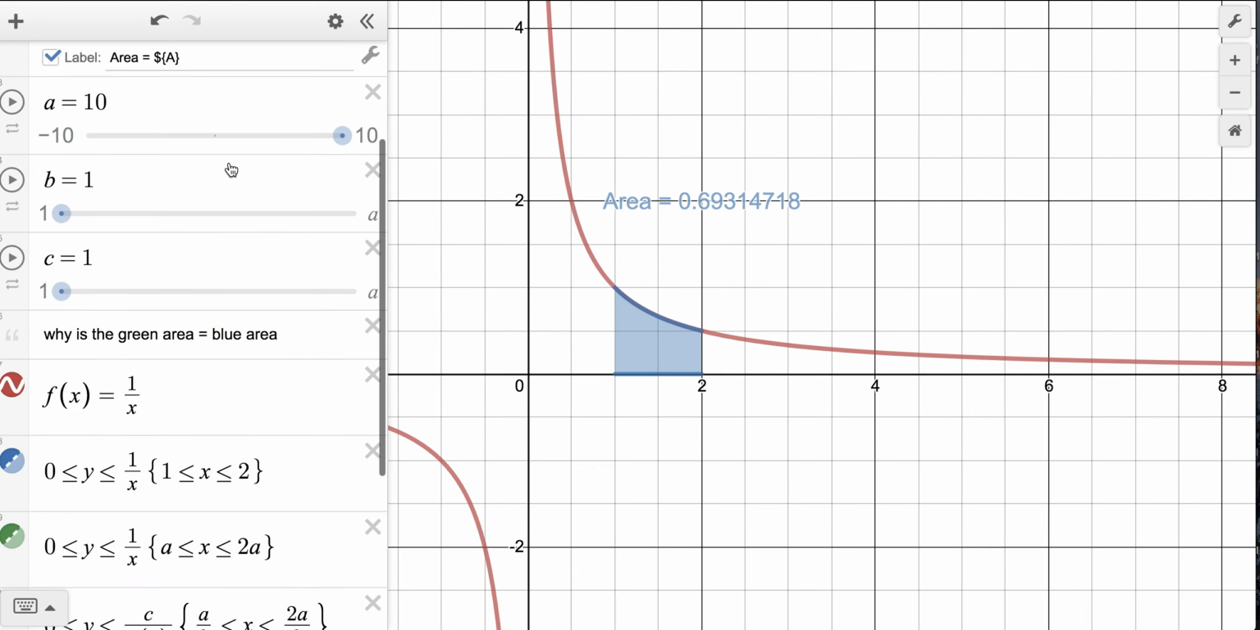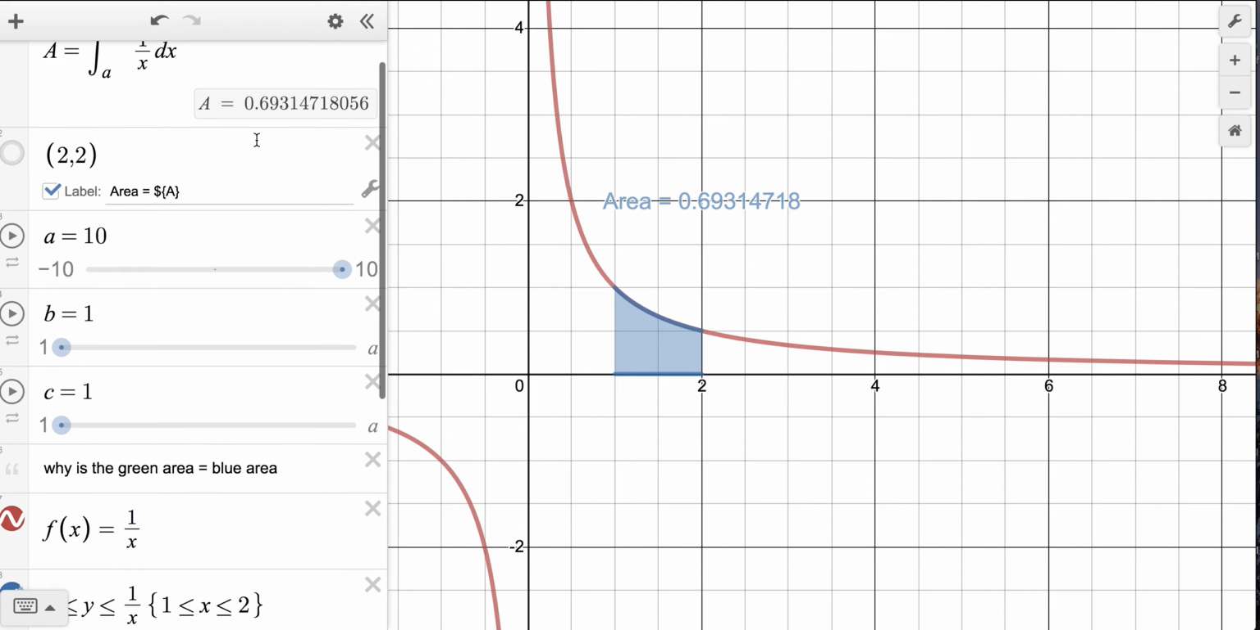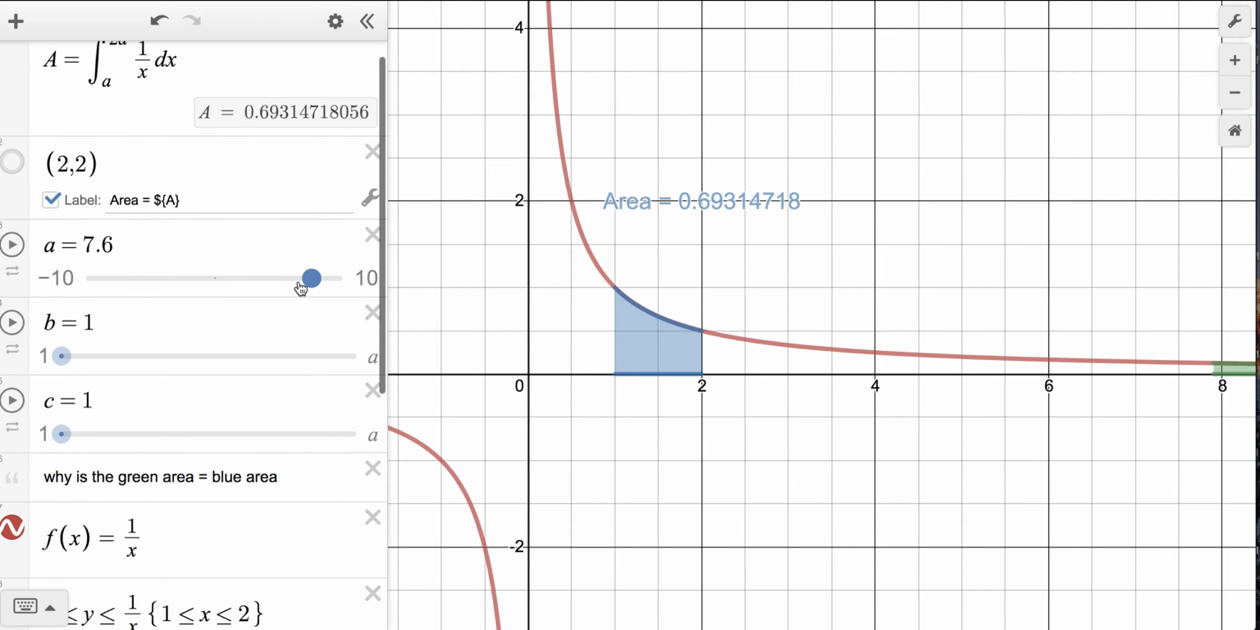What I've got to try and convince you of is that no matter where this thing starts, let's say we go from 4 to 8, this green area has the same area as that blue area. That's kind of cool. Or maybe if it's down here, I have to convince you that this area has the same area, or that this area has the same area as the blue area. So how am I going to do that?